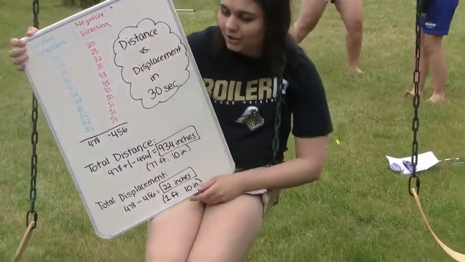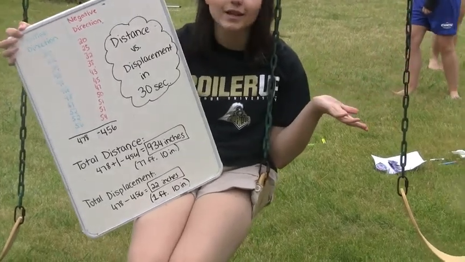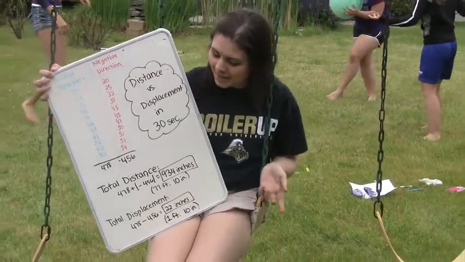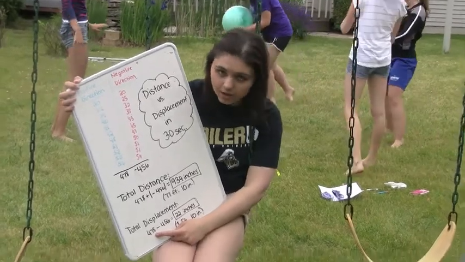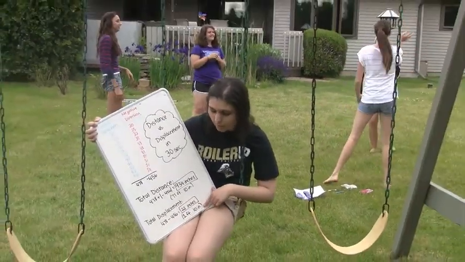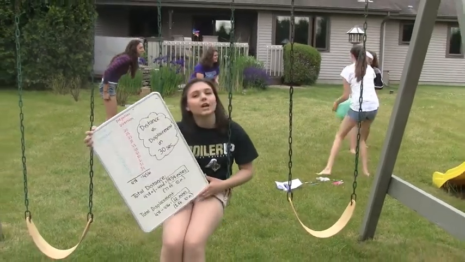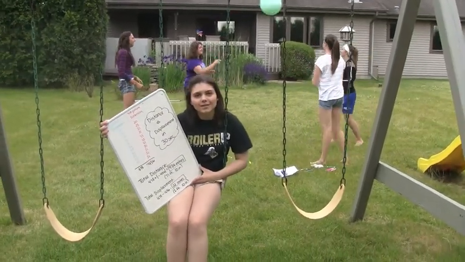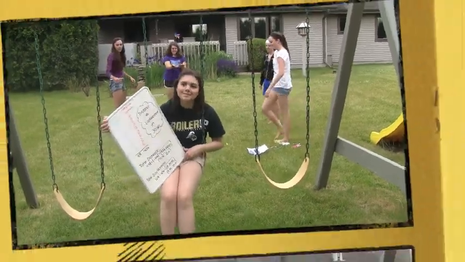Now, this compares to her total displacement, which is that she actually didn't travel anywhere because she just stayed here on the swing. We did that by calculating the positive distance and subtracting the negative distance to get 1 foot and 10 inches that she actually traveled. But really, she didn't travel anywhere because the swing didn't leave this spot.